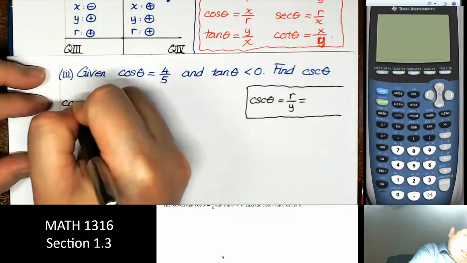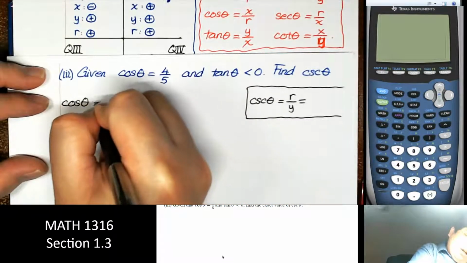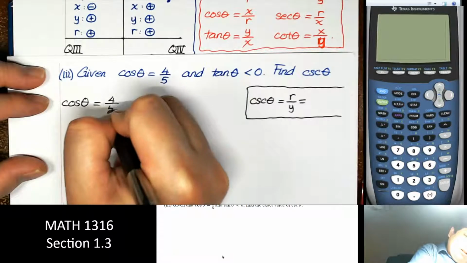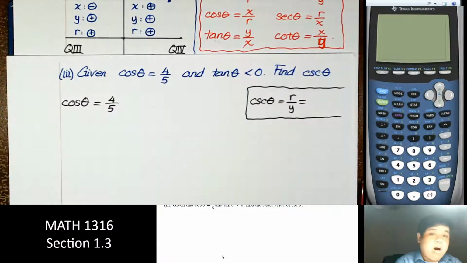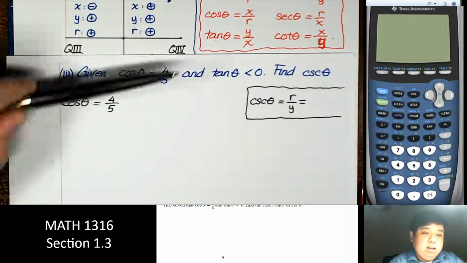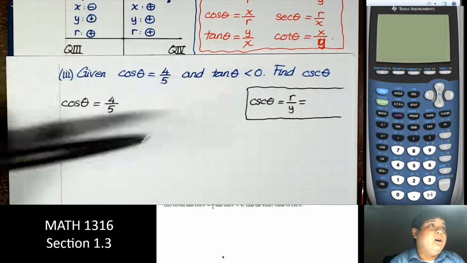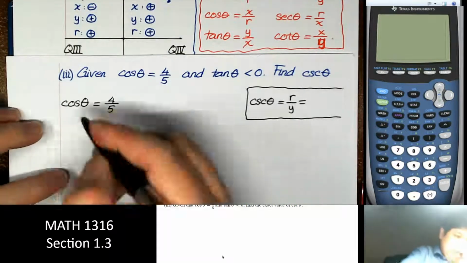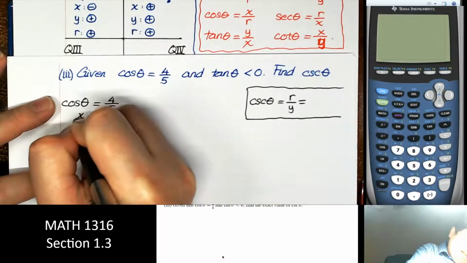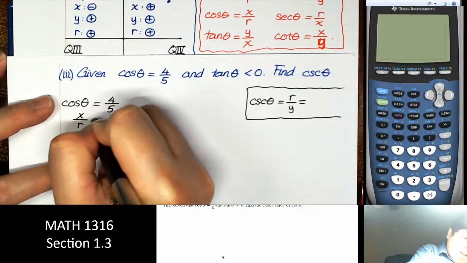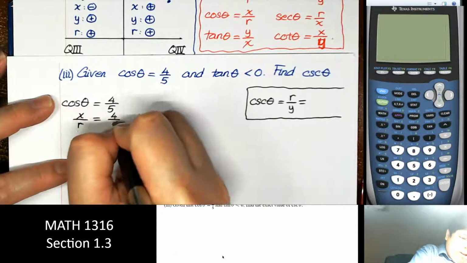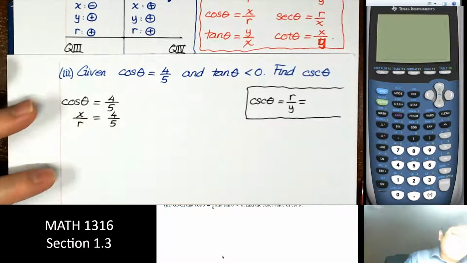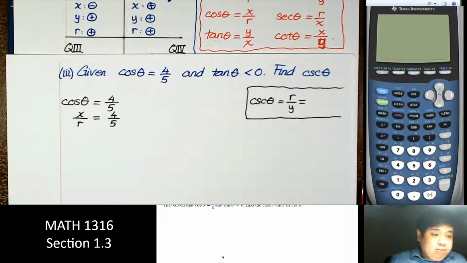Cosine equal to 4/5. That's what we start with. And cosine is x over r, right? So we have x over r is equal to 4/5. It's good.